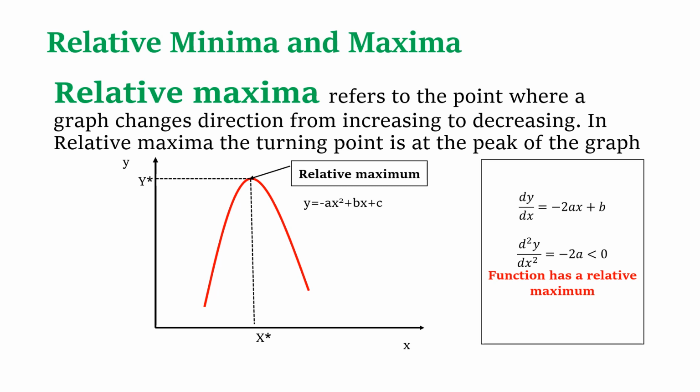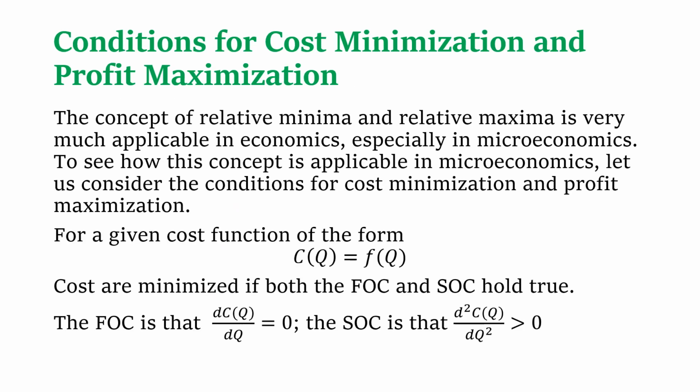Again, everything here is self-explanatory. Now, the condition for cost minimization and profit maximization. I said, for cost minimization, dC/dQ is 0, and d squared C over dQ squared is positive, right? So we do apply relative maxima and minima in economics, especially in microeconomics, when we talk about optimization. And that is what we're going to be doing throughout this program, in this particular course, right?